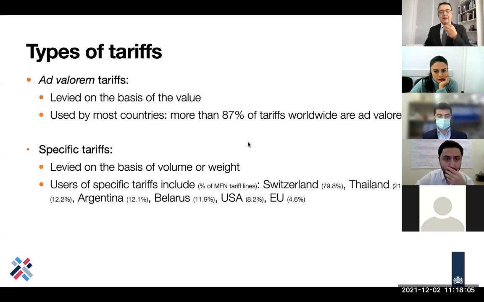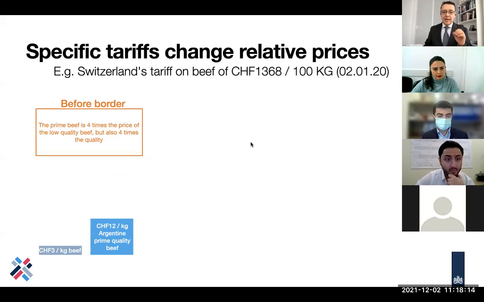And they are most frequent in agricultural products. Why? Let me show you why. Take the case, and these are all numbers that make sense. I mean, the tariffs are actually real, and the prices are about real, or at least reasonable. Take beef, and you take the country of Switzerland, where I live.